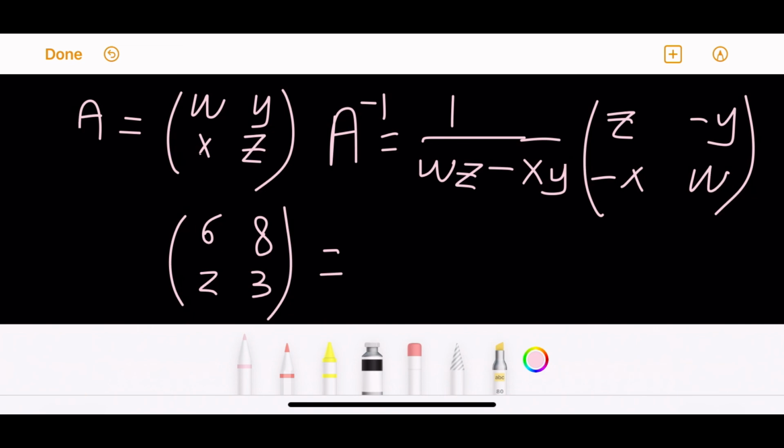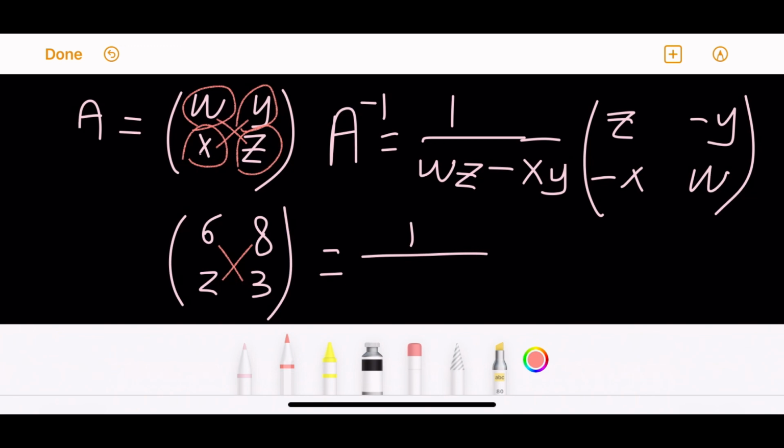So let's do that. 1 over WZ. And if you go back to this original matrix, you get that WZ and XY are actually cross multiplication. So all you do is W multiplied by Z minus X multiplied by Y. And this is quite easy to remember as well. So 6 multiplied by 3 minus 2 multiplied by 8. So that would be 18 minus 16. So it would be just 1 over 2.